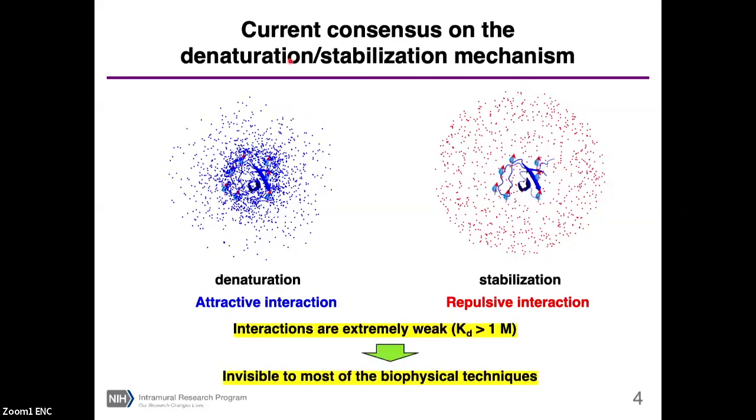The major reason why that's the case is that the interactions between the small molecules and the proteins are extremely weak. Take urea, for example. In order to denature a protein with urea, you need to add molar concentrations of urea. So you need to add a lot of molecules. In other words, each individual urea-protein interaction is very, very weak. It's too weak, so it's invisible to most biophysical techniques, including NMR spectroscopy.